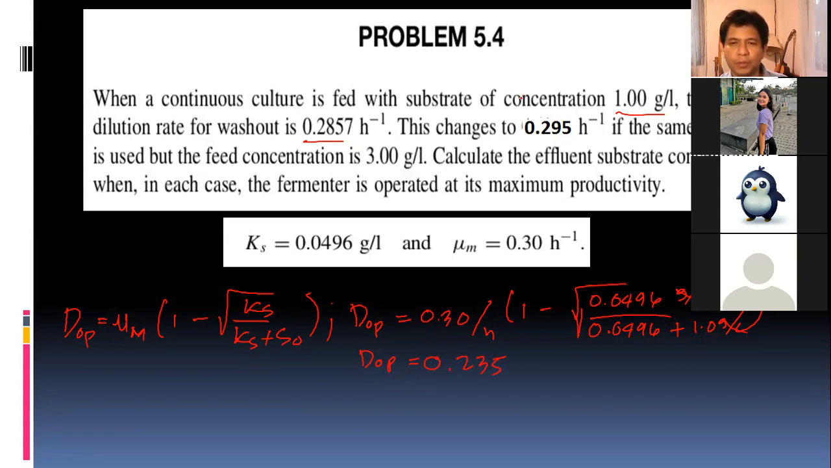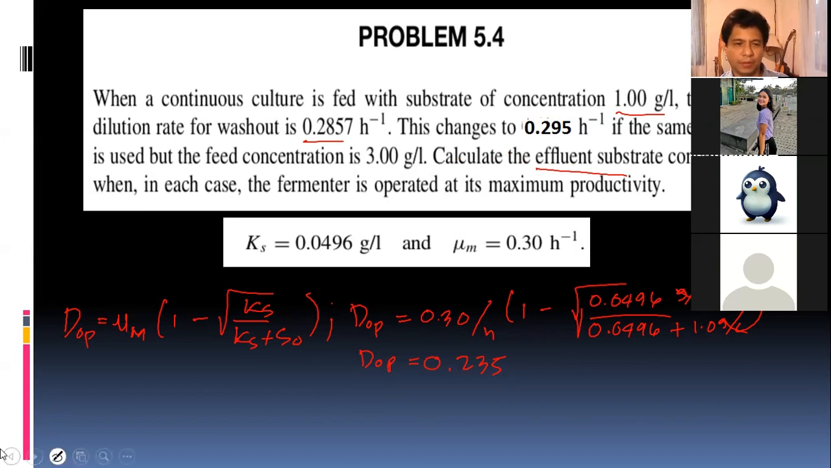Okay, so what you're going to do is compare nito sa given. So the given dilution rate is 0.2857. That's the critical dilution rate. So pwede ba natin itong gamitin? Patrick, pwede ba natin gamitin itong the optimum na to, compared dun sa critical dilution rate? Pwede, kasi mas mababa naman siya. So, in order to find S, kasi pinapa-calculate, effluent substrate concentration.